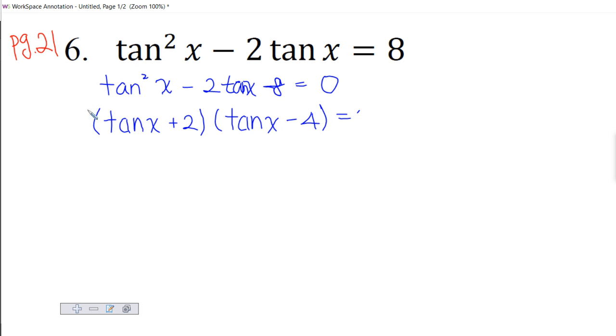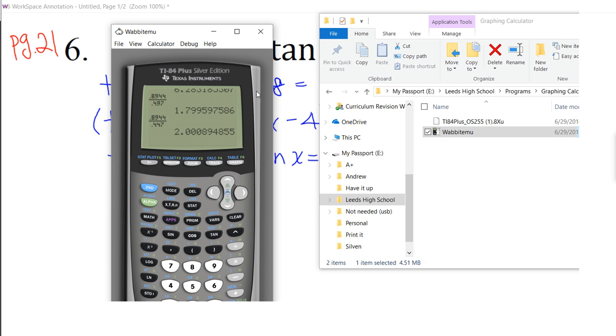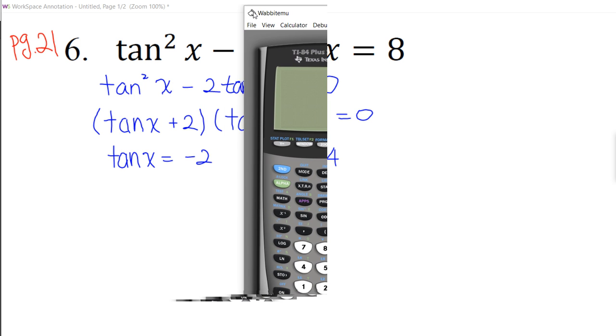We're going to go ahead and set them equal to 0. So tangent of x will get negative 2, and tangent of x will be positive 4. Now, since we don't know what these would be on our unit circle, we're going to go ahead and use our calculators for that. Make sure your calculators are in radian mode.